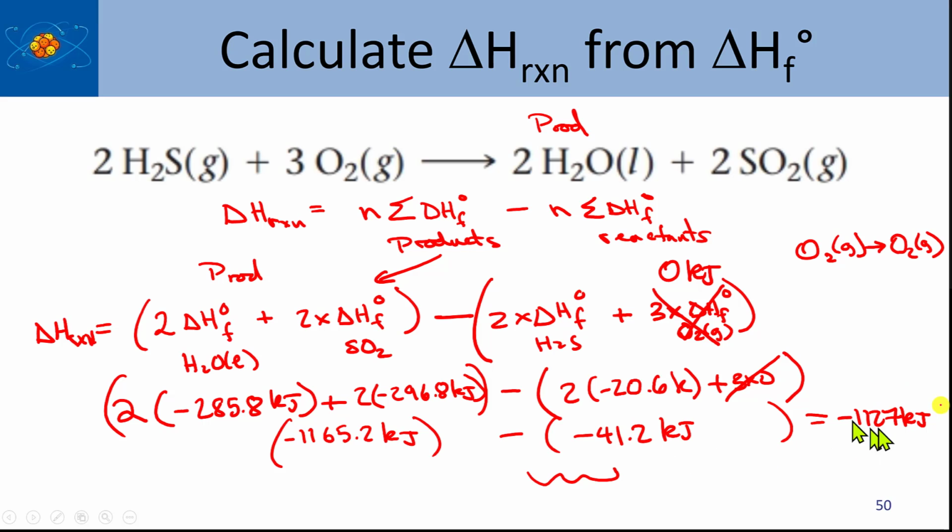Okay, so that's the standard delta H of the reaction from the standard enthalpies of formation. And you can do this for basically just about any substance you can think of. It has a standard enthalpy of formation, and you can calculate how much energy it takes to produce that from other things.